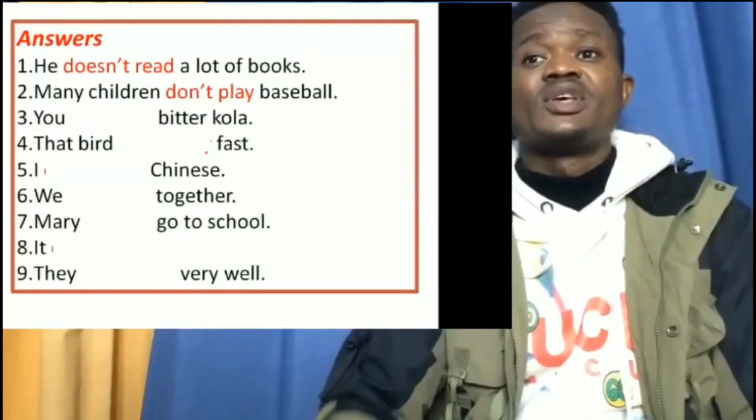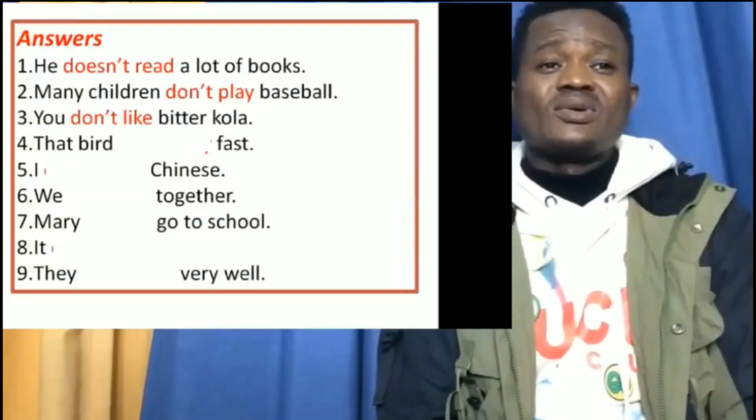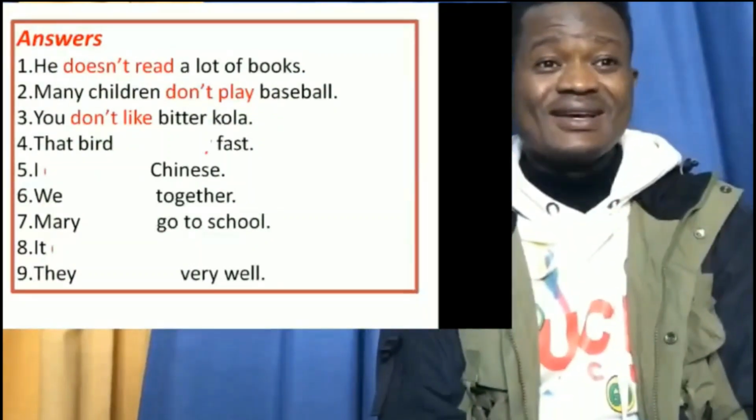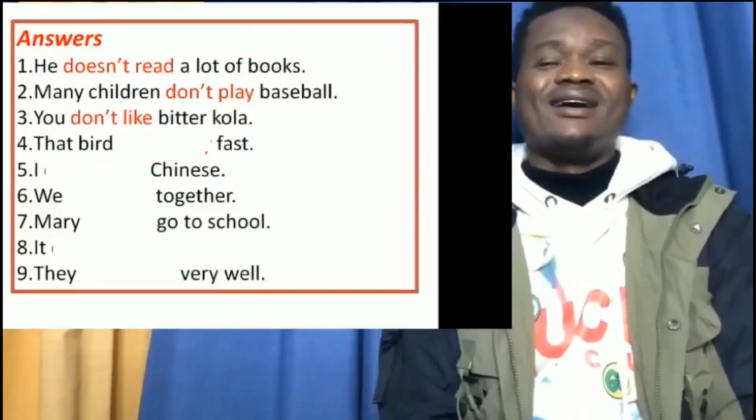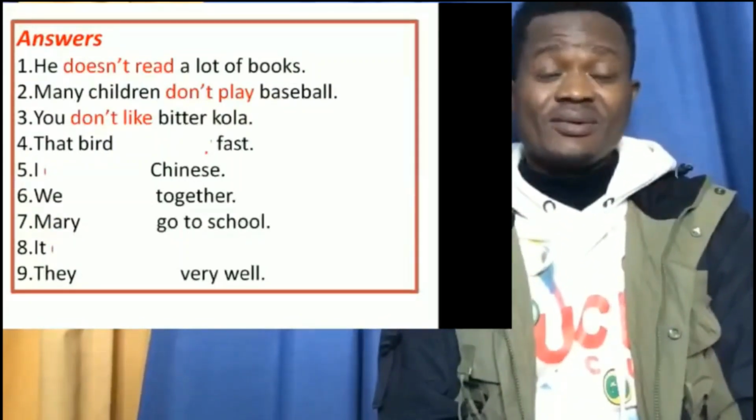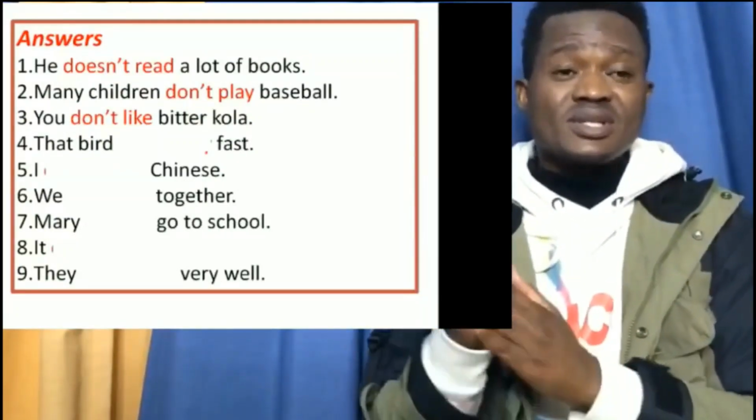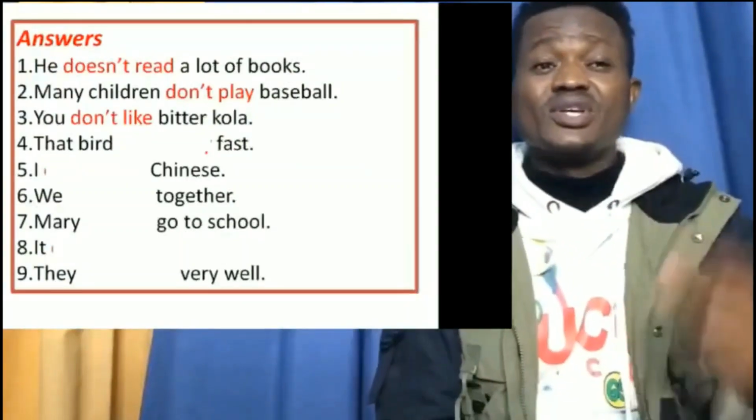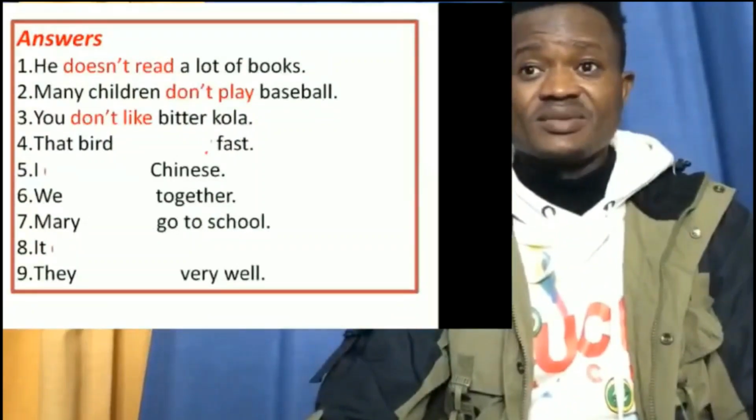You don't like bitter cola. So you is a second person. It's second person singular. So we use you. You goes with don't. You can't say you doesn't. No, it has to be you don't. So you don't like bitter cola. That's the correct one.